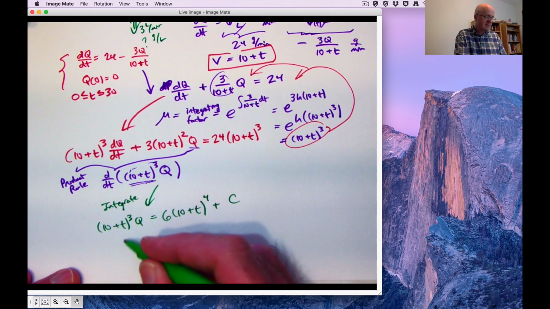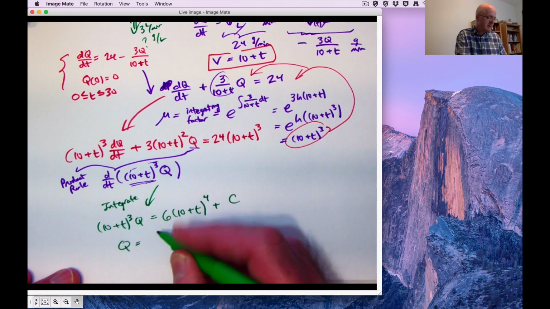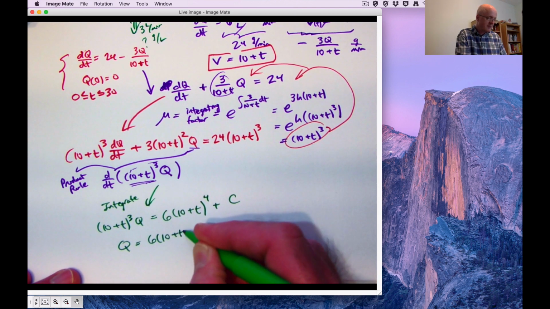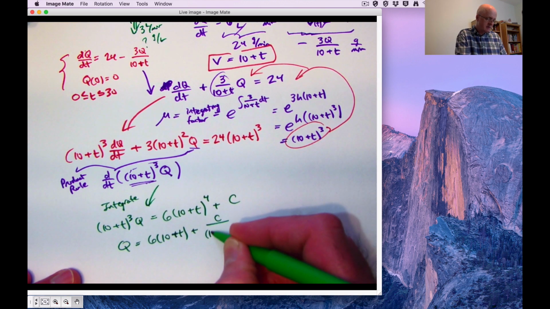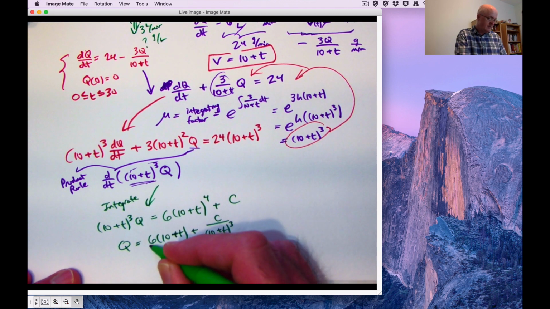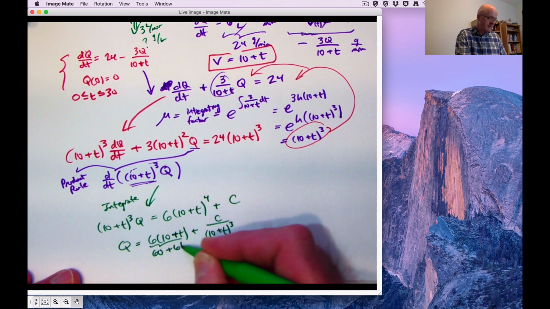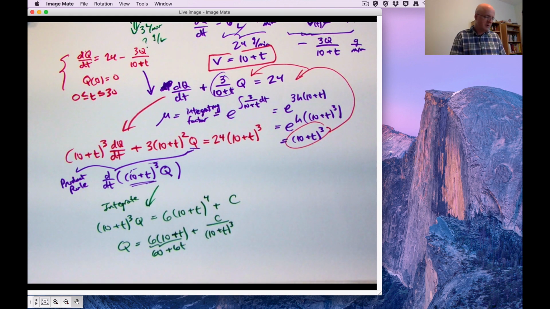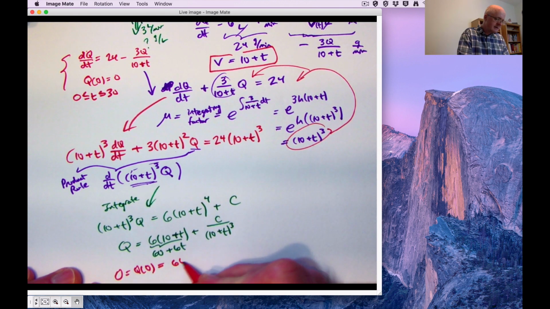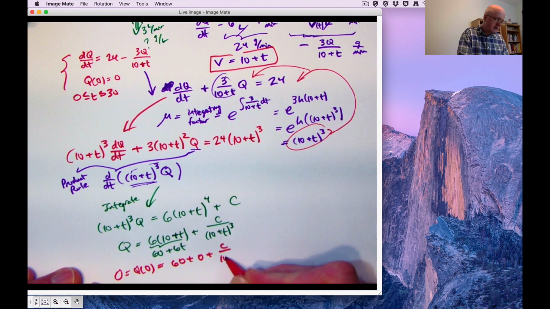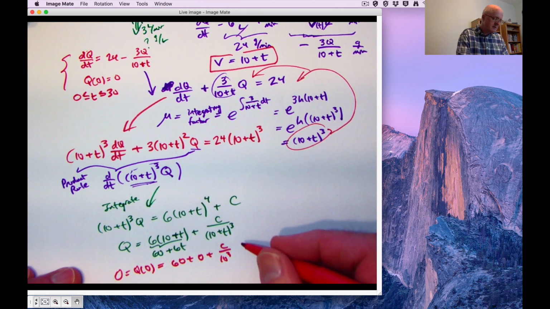Now solve for Q. Divide both sides by (10 + t)^3. Q will be 6(10 + t)^(4-3) plus C over (10 + t)^3. This is also 60 + 6t. Now use the initial condition, Q of 0 is 0, to solve for C. 60 plus 0 plus C over 10 cubed equals 0. 10 cubed is 1,000. Subtract 60 from both sides. It looks like C is negative 60 times 1,000, negative 60,000.